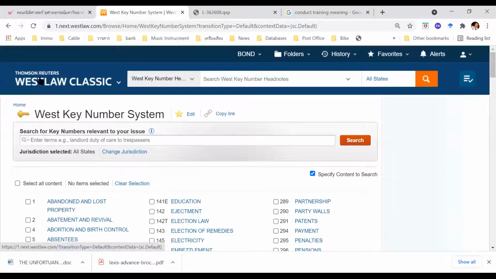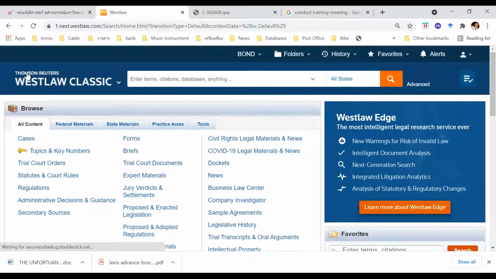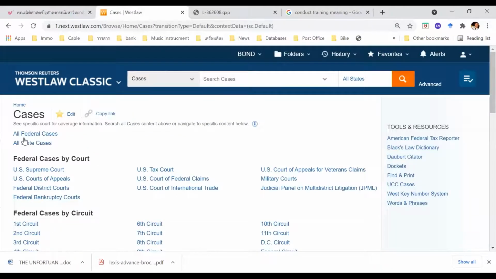And go back to home again by clicking Westlaw Classic. And another one: I just want to search for a case with the previous search term, the natural language search term. I want to search not only in the journals, I want to search in the cases too, using the previous search method. So I just want to start searching cases. You just click on cases.